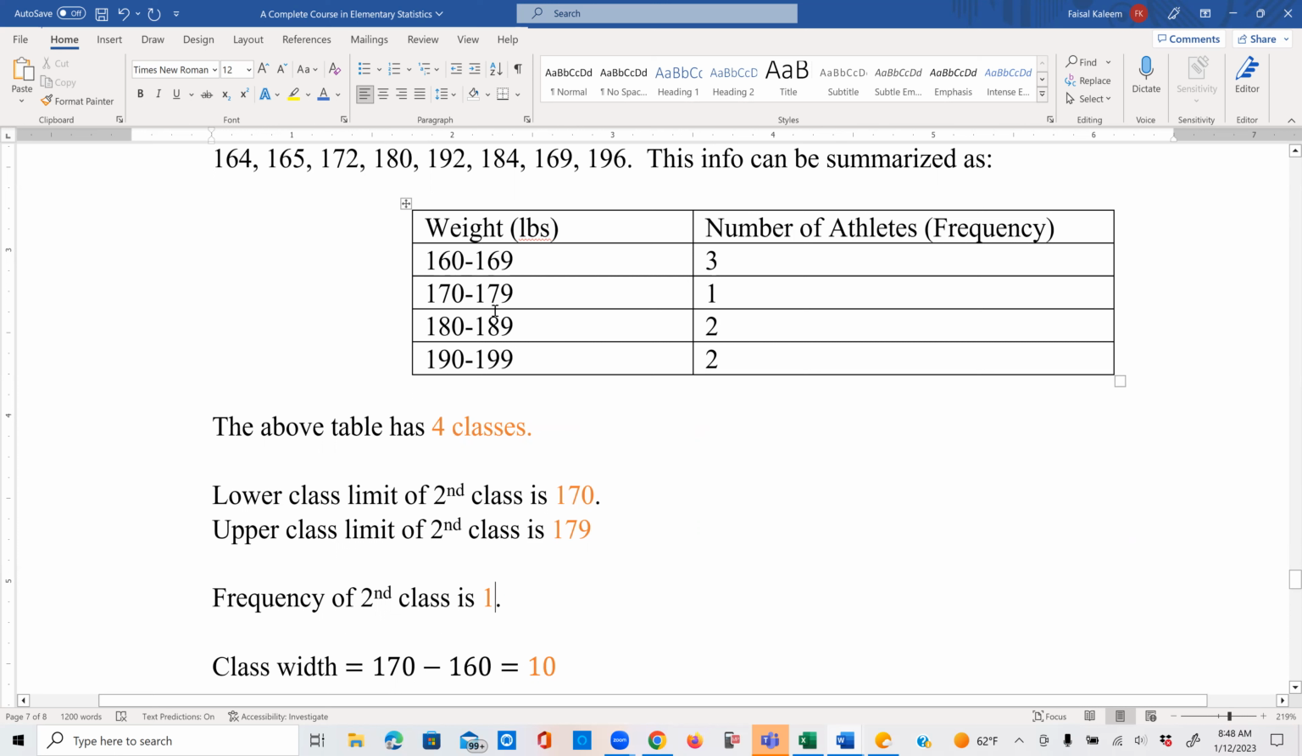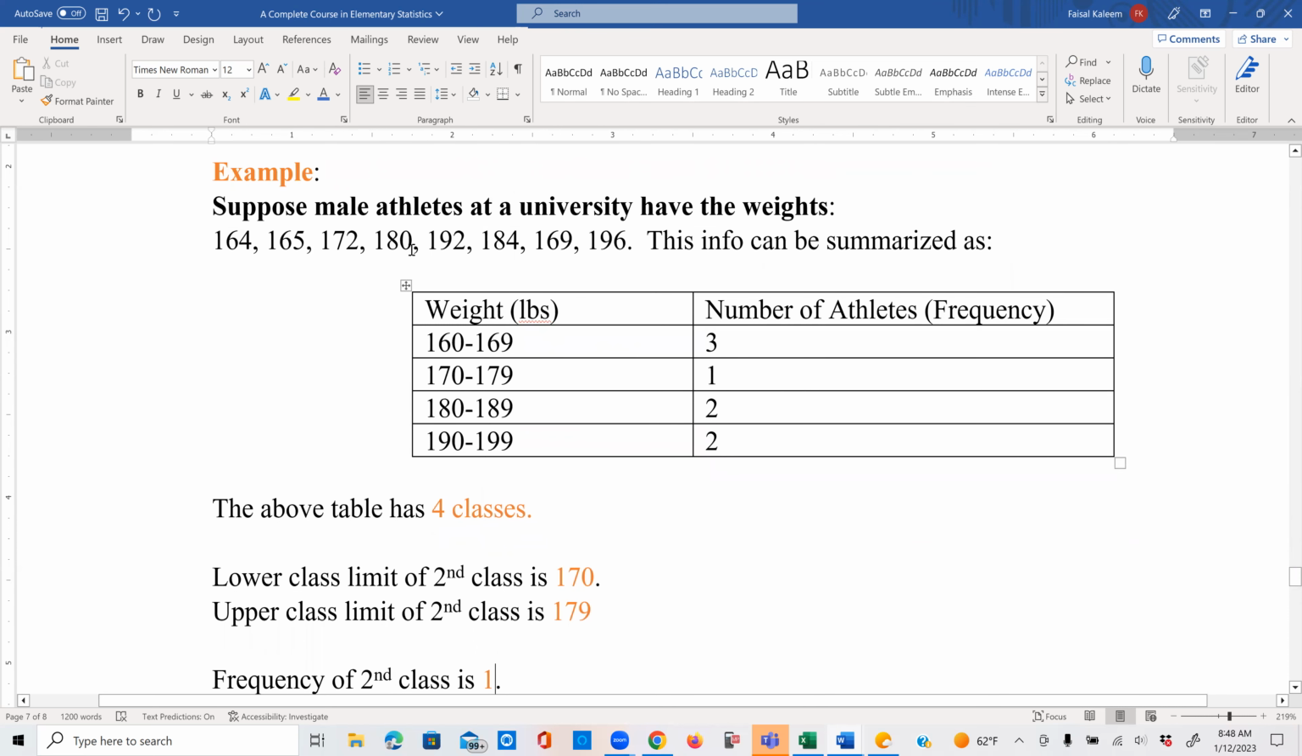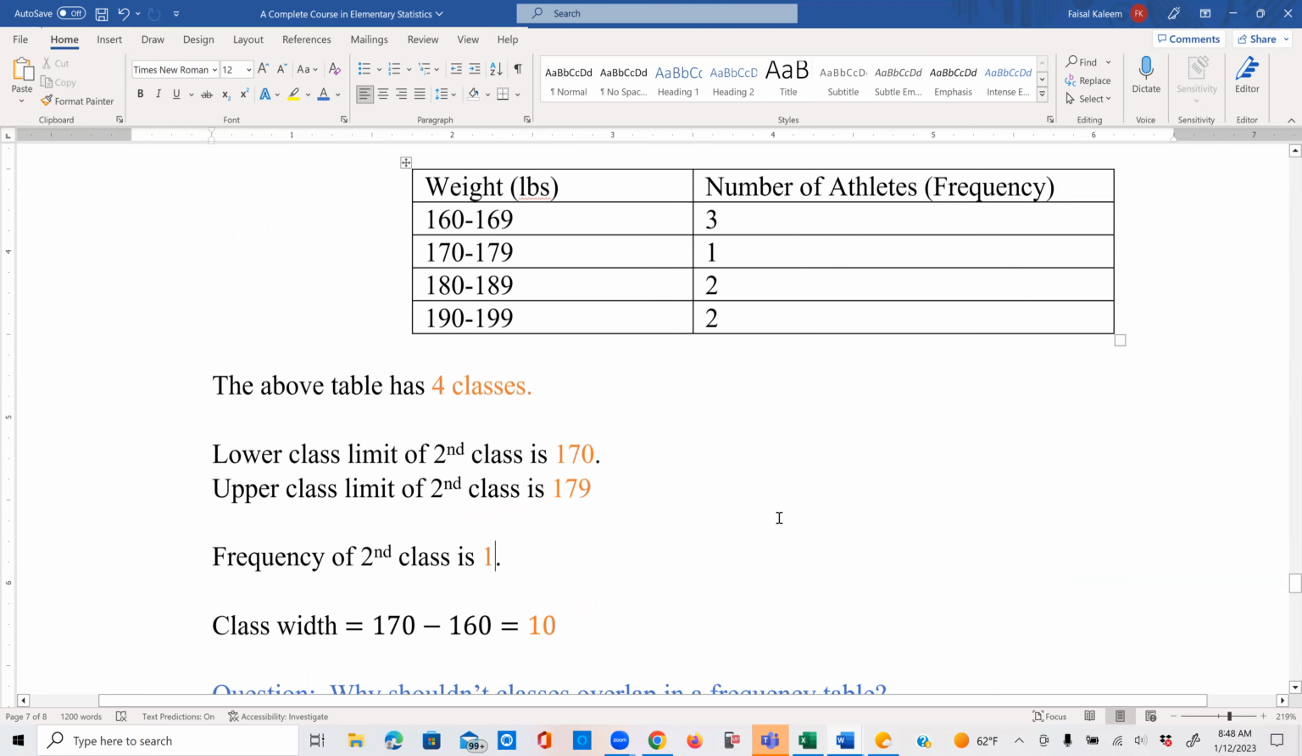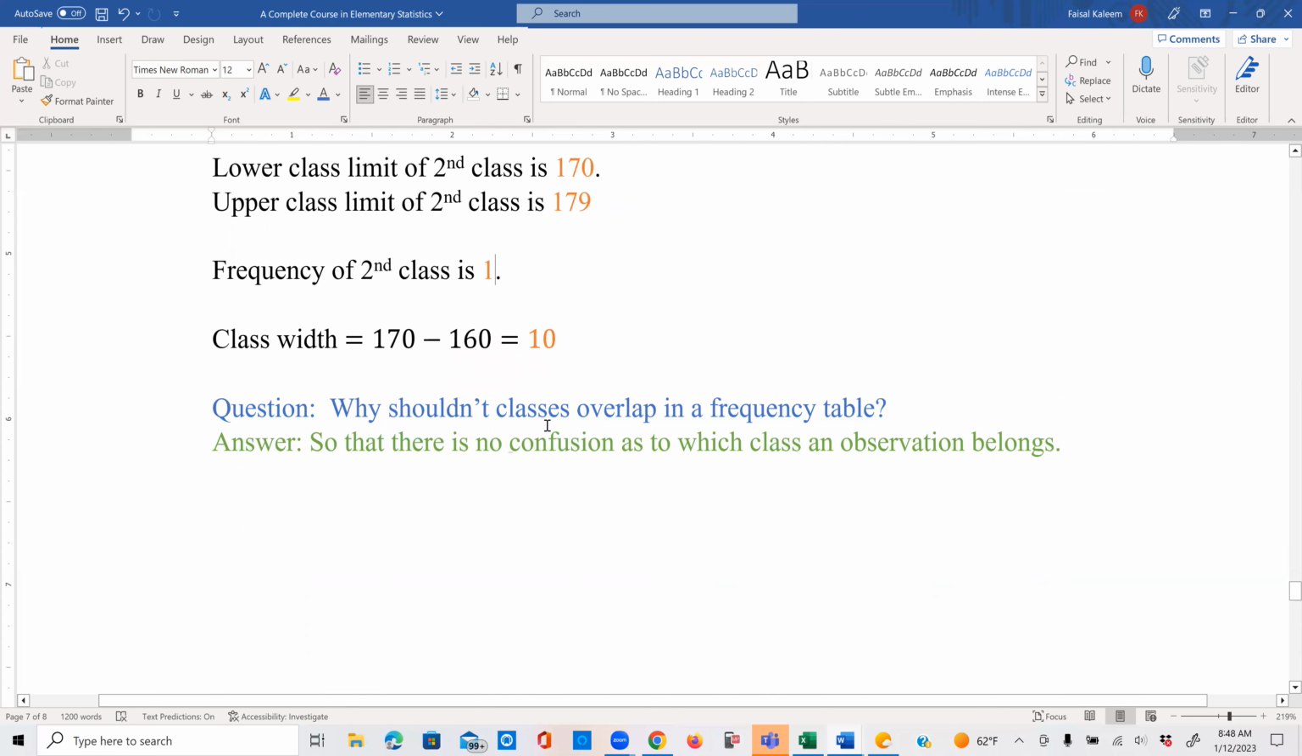Because if we were to say that, then you can see, for example, from this data, let's say the second class was 170 to 180, and this was 180 to 189. That would be an overlap. The 180 is an overlap between the second and the third. And then if that were the case, you wouldn't know where to place 180. So the reason why classes shouldn't overlap is so that there is no confusion as to which class an observation belongs.